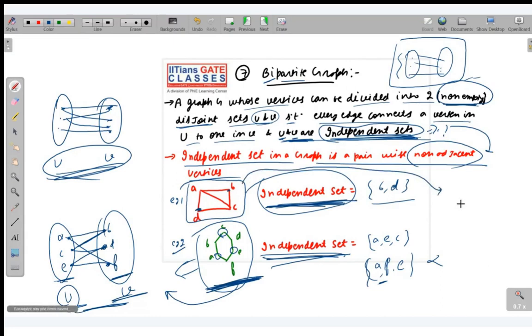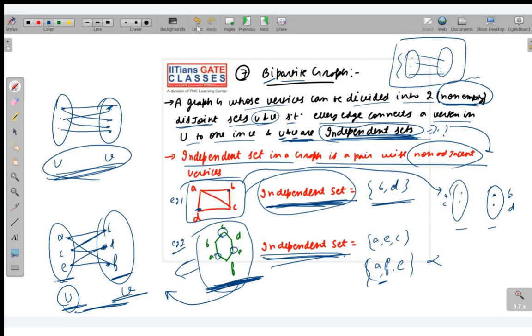Let's divide this vertex set of 4 vertices into two disjoint, non-empty, independent sets. Two sets you have to make. These two sets should be non-empty, and they should be independent. So how will you make it? The independent set is only BD. If you put AC here, no way, because AC has an edge.